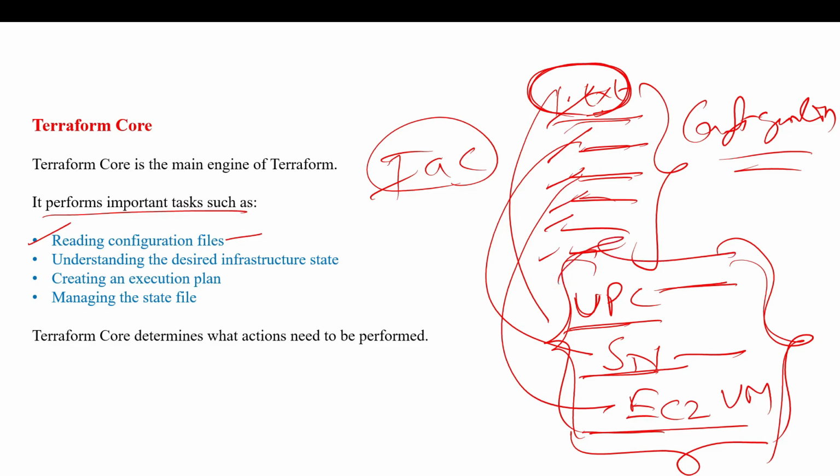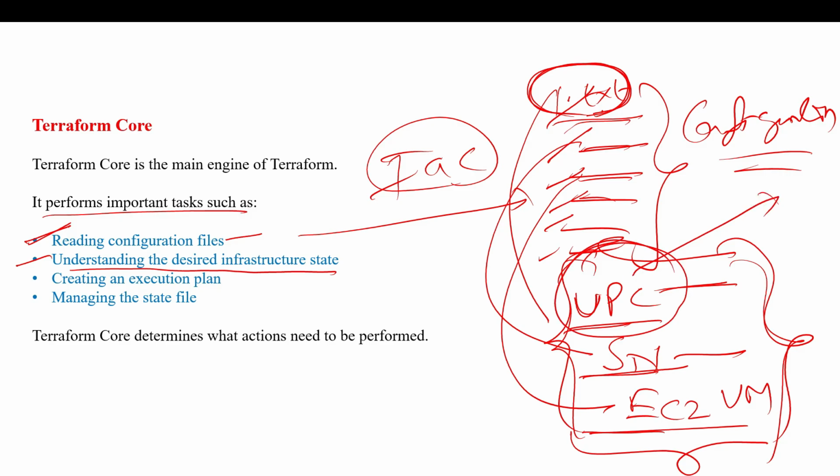So when we run the Terraform command or Terraform CLI, it reads the configuration files that we have created. It understands the desired infrastructure state. So what would be the state of infrastructure? That means here is the command to create a VPC. It will check whether this VPC is there or not. If this VPC with the same name is already there, then it is not required to create, and Terraform will skip this VPC because it is already there. So that means it understands the desired state: whether this needs to be created or skipped because it is already there.